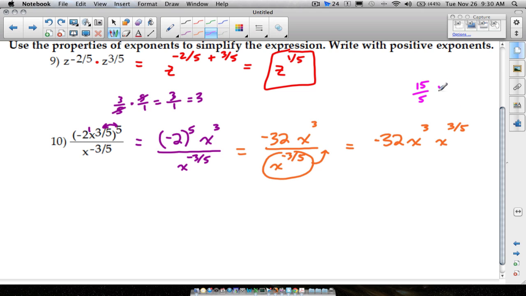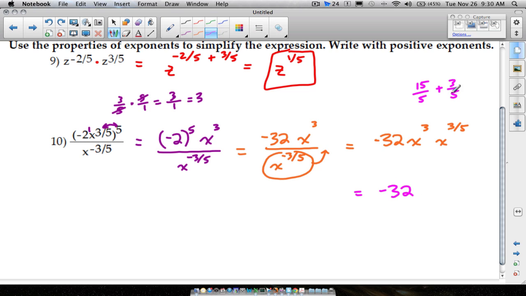And then this 3/5, I'm going to leave it alone. Notice what I did here is I got common denominators. That 3 had a denominator of 1, so that wasn't too helpful. So 15 divided by 5 is 3, and now notice we do have common denominators. So our final answer, we have negative 32.